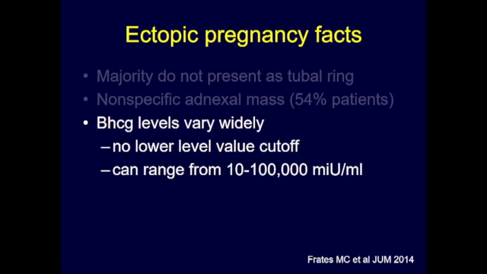And what about the role of beta-HCG? The most important thing for everyone to know is that there is no lower level value cutoff that will exclude ectopic pregnancy. So you can have a beta of 10 and still have a significant ruptured ectopic.